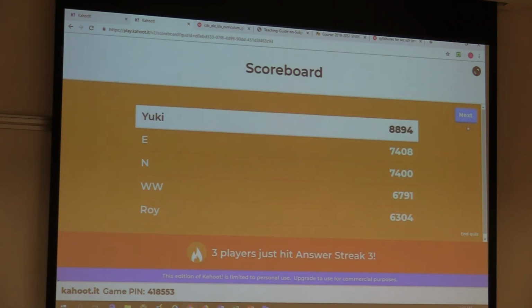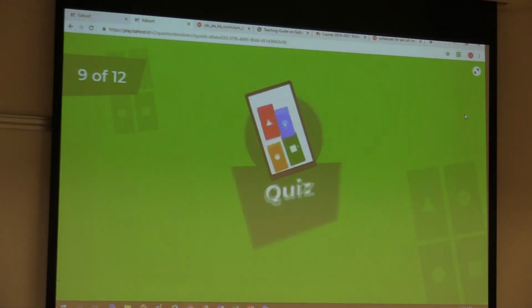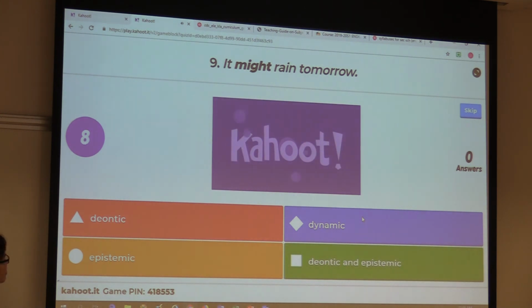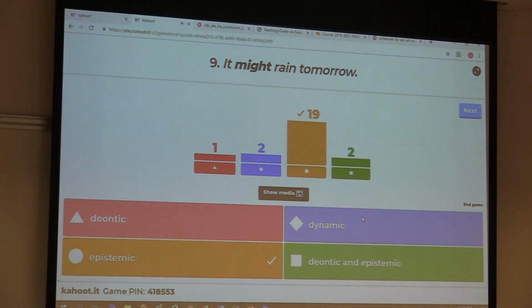Yuki is still leading the class. Now number 9. It might rain tomorrow. Right, this one is about possibility. Epistemic, good. Most of you got it correct.